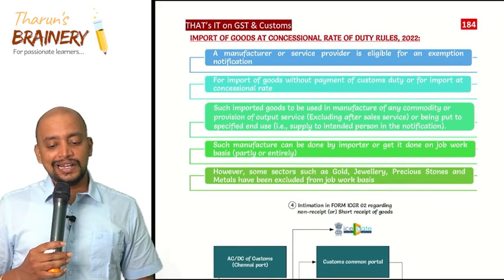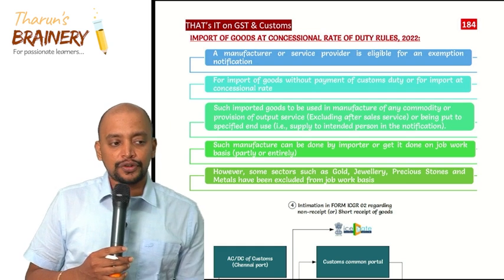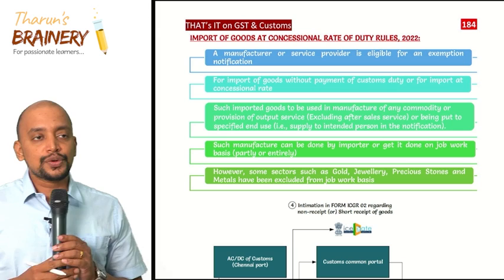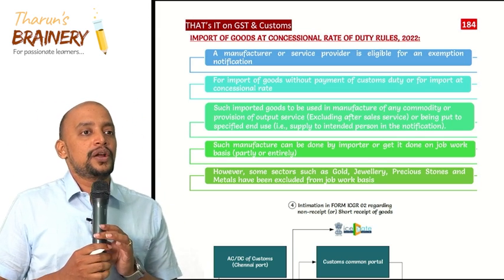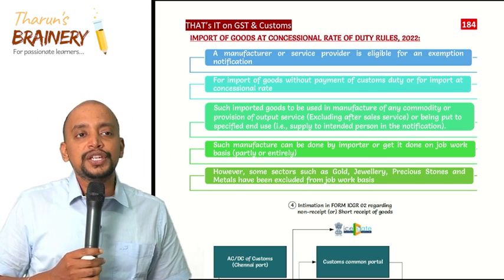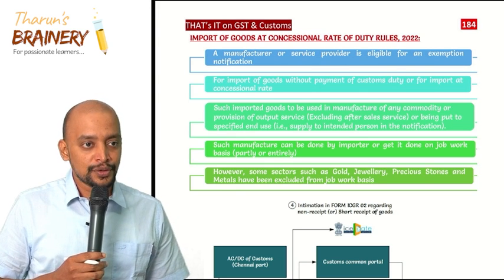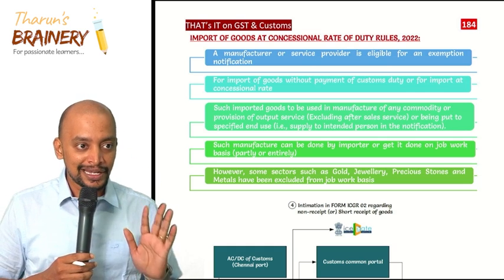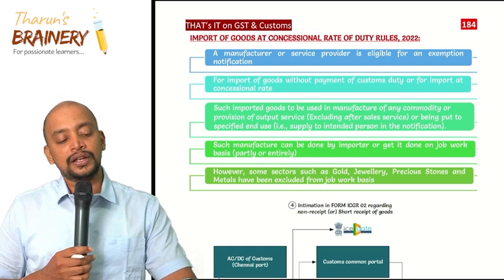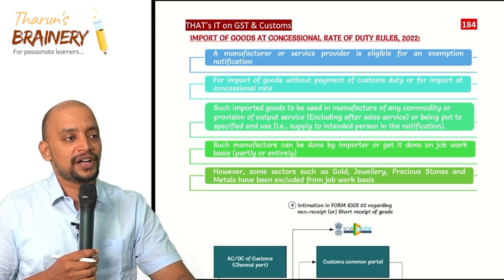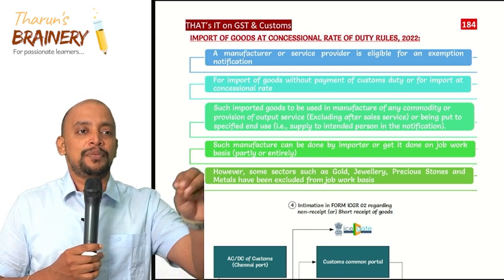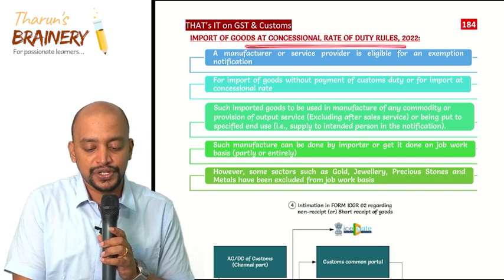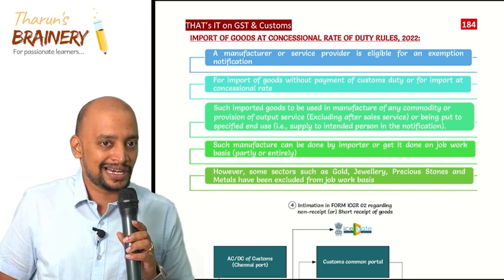Then the last area in this procedures is import of goods at concessional rate of duty rules. So what are these rules? For what purpose? Say you are one manufacturer. You are eligible for import of certain goods for manufacture of notified goods without payment of customs duty. Say you are manufacturing COVID vaccine. You can import the raw material required for making COVID vaccine without payment of customs duty. Now, how to import those goods? You need to follow this procedure. Import of goods at concessional rate of duty.